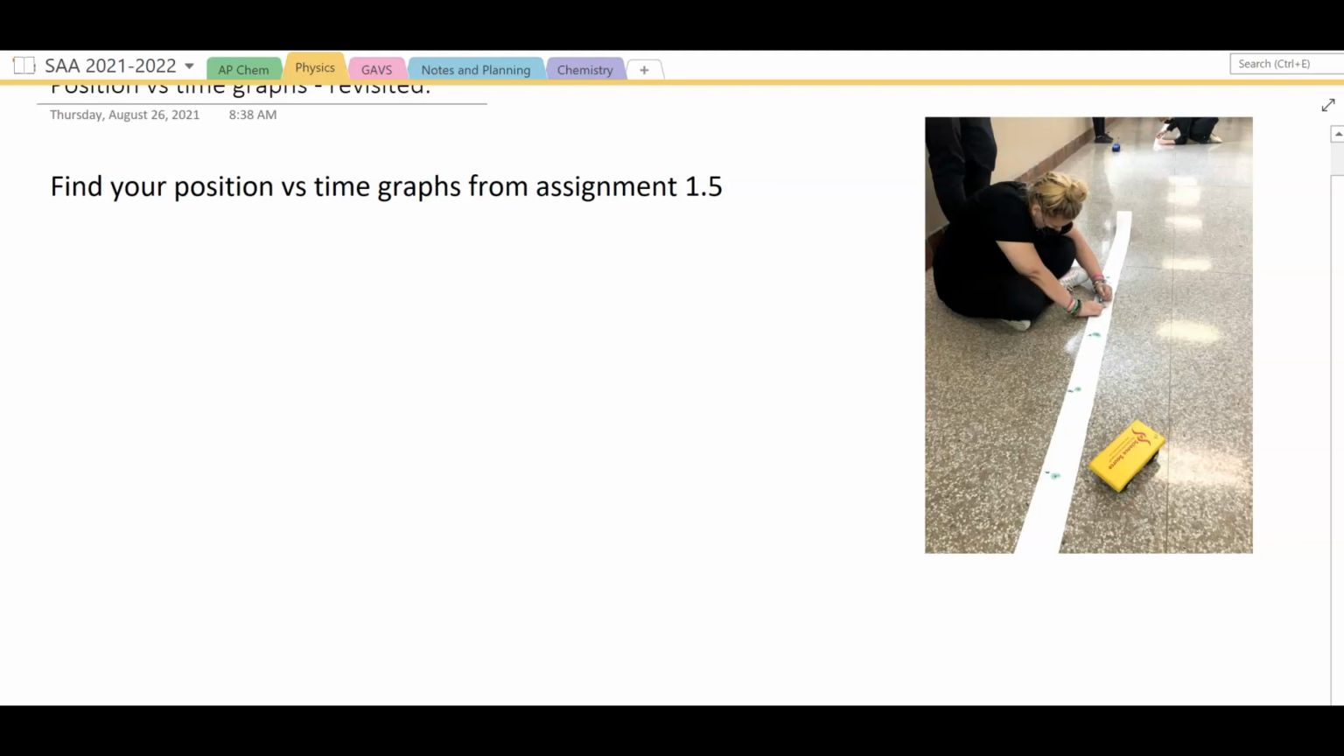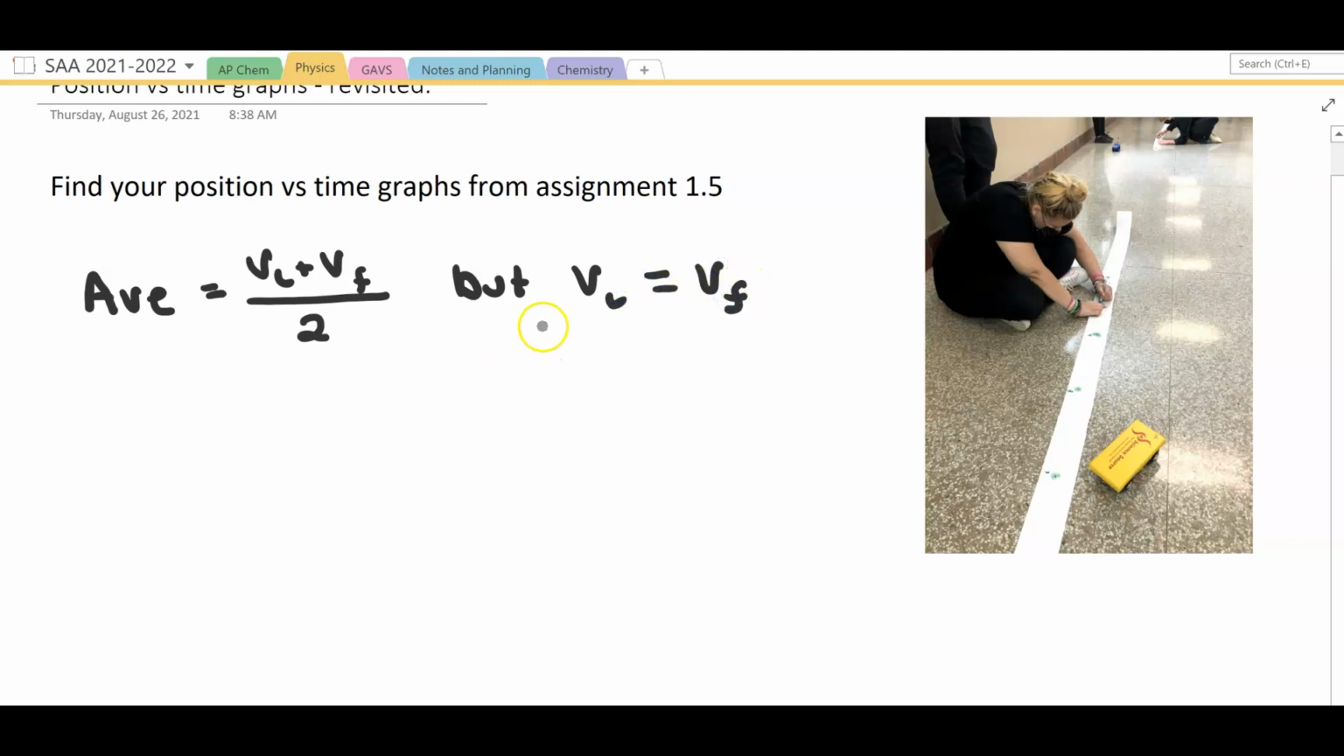Find your position versus time graphs from the assignment where you played with the little constant velocity cars, assignment 1.5. You know from this experience that we can talk about the average velocity as the initial plus the final velocity of the object moving divided by two, because we took two counts. But in this case, the initial velocity and the final velocity were the same thing for our cars.